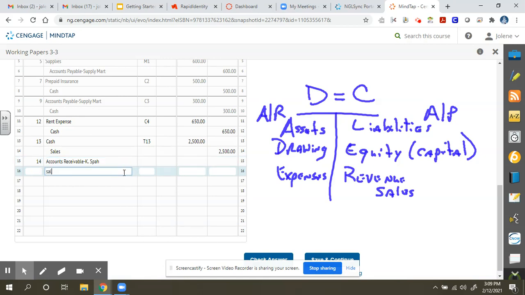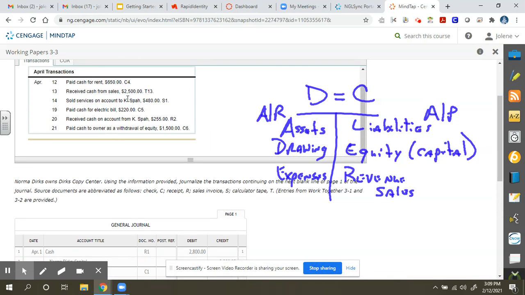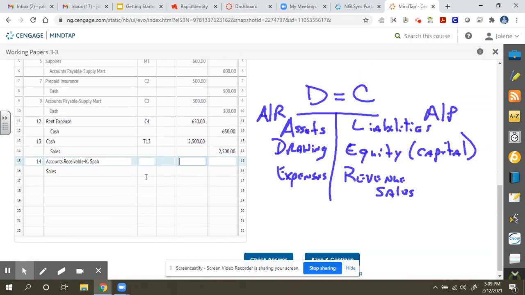Now, the other side of this is sales. You record the sales when they happen, regardless of when you get paid for it. The dollar amount is $480, and our source document, again, is the S1, the sales invoice, page 1, and it's $480 worth of copying that K-Spa bought from Norma that she's going to pay later. So accounts receivable is an asset, so that's going up. Sales goes up on the credit side, so your debits equal your credits.